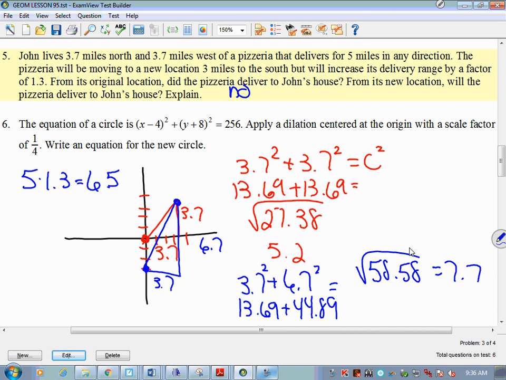Okay, and this came out to pretty much the same answer that they ended up getting. You say no. The first time around, he lives 5.2 miles away. They only deliver 5 miles away. Second answer is no. He lives 7.65 miles away. They only deliver 6.5 miles. John may have to actually get up off his butt and go get his own pizza. Okay.